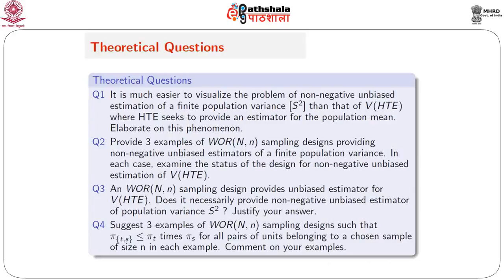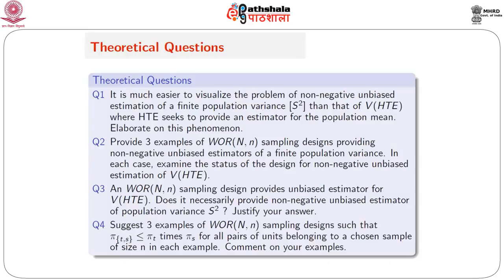What is the next problem? Suggest 3 examples of without replacement capital N, small n sampling designs such that pi ts is less than or equal to pi t pi s for all pairs of units belonging to a chosen sample of size n in each example. Comment on your examples. This is a good problem again. I would suggest take small n equal to 3. So you have to suggest a sampling design.